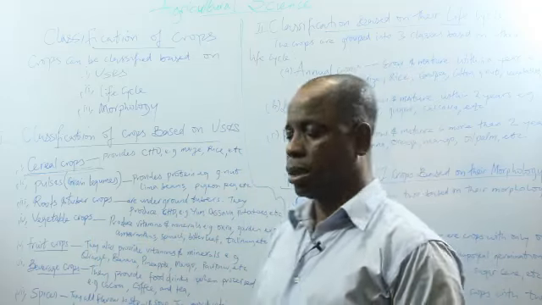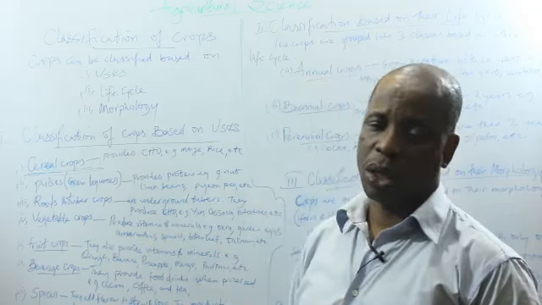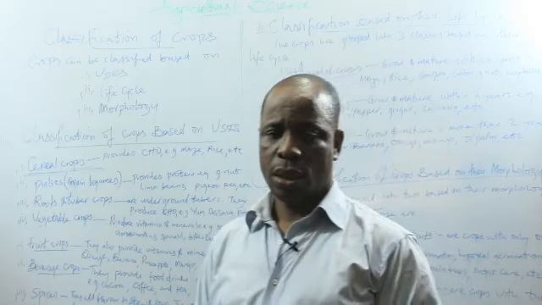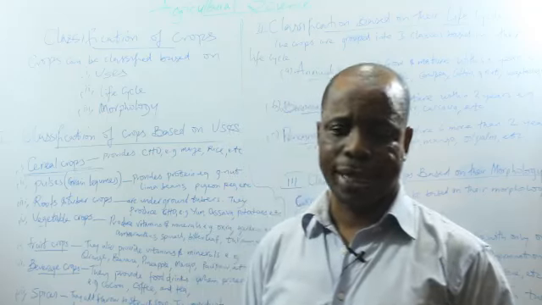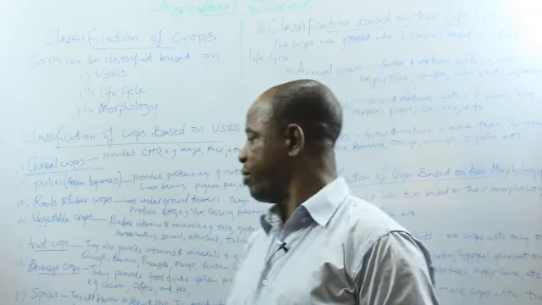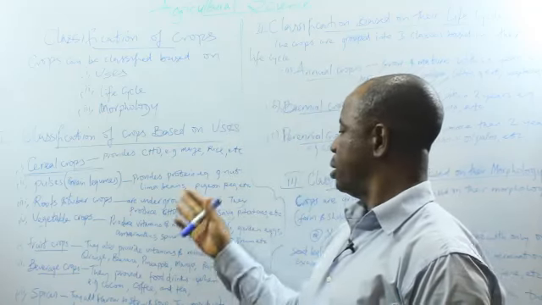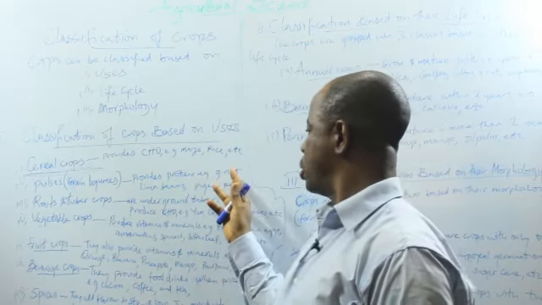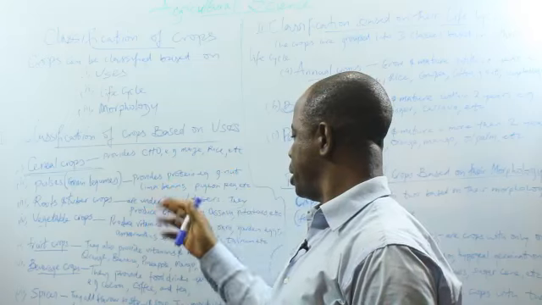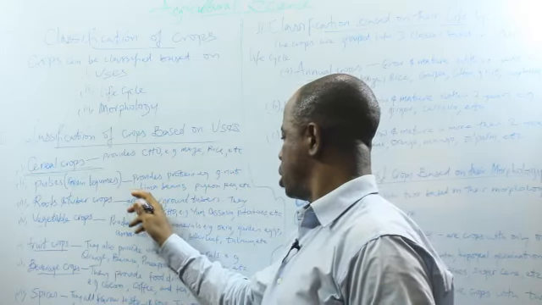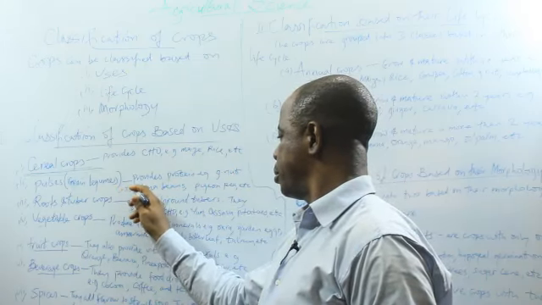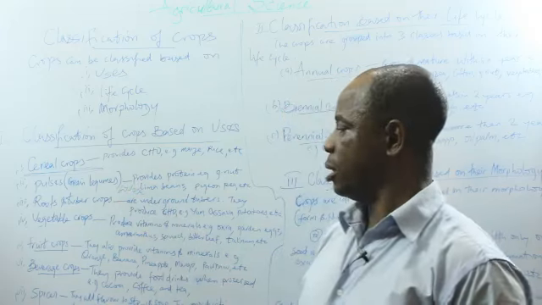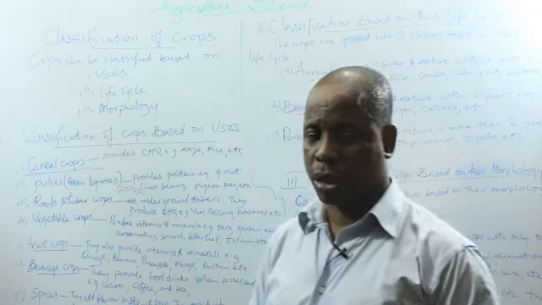Now we move to pulses. Pulses are equally called grain legumes. They are grain crops, and they supply us with protein. Examples of them are the lima beans, the pigeon pea, then we have the cowpea. All these are grain legumes or pulses.